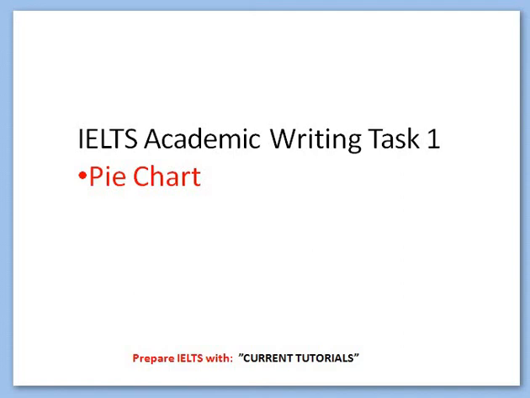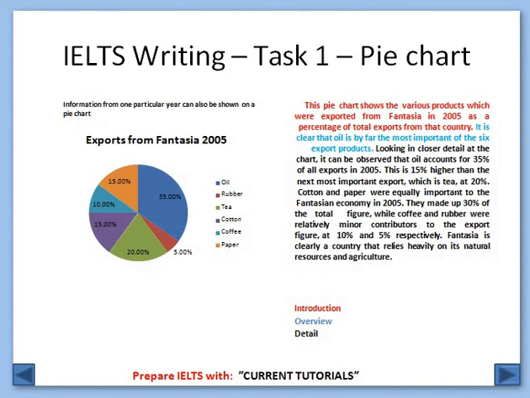An example of a pie chart. Okay, this is a pie chart. Exports from Fantasia in 2005 are explained here. Oil is 35%, and rubber, tea, cotton, coffee and paper are among the others. So let's start this one.